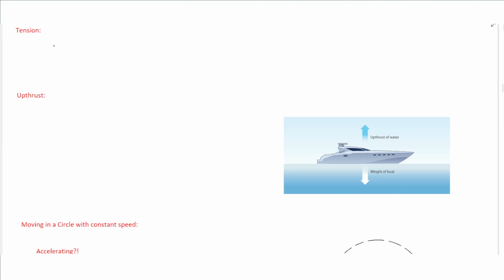If you have a spring or a rope or someone pulling something using their arm, you say that the force in these objects is called the tension force, which is the force inside an object. If you have a boat or something that is floating on the surface of a liquid, the force that stops something from sinking is called the upthrust or the upward force in a fluid.